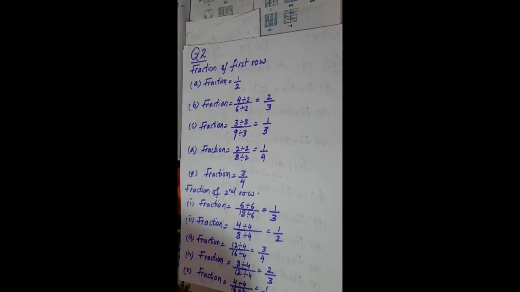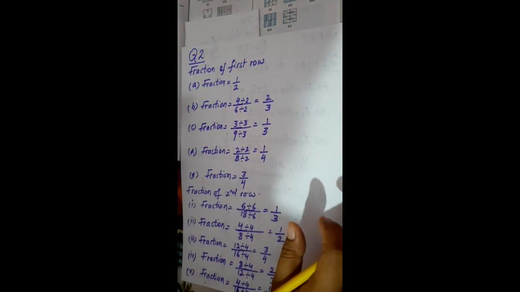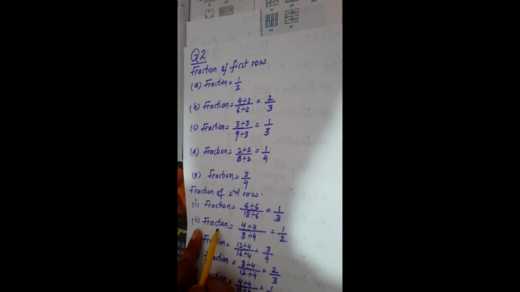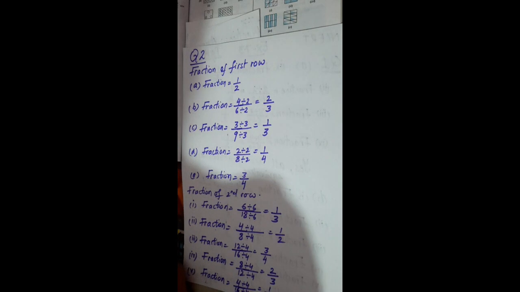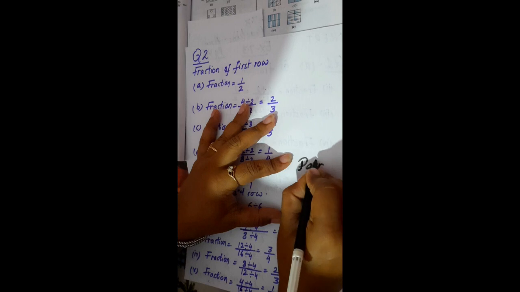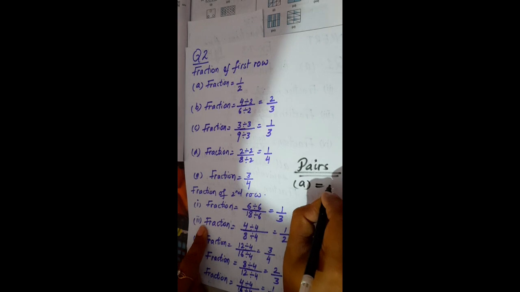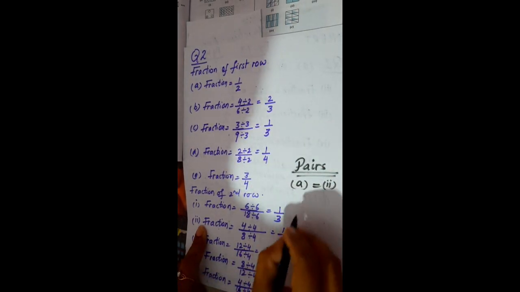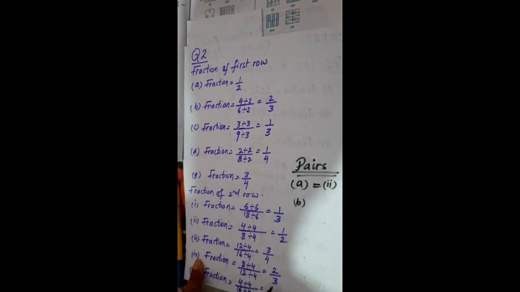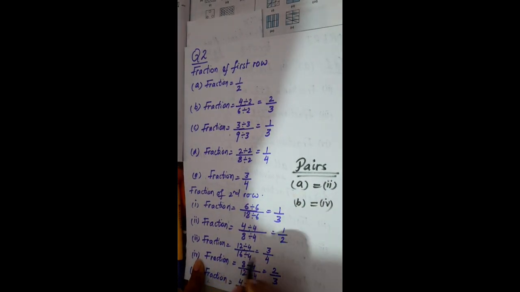Now your next question is, you have to pair up. In this we have a, 1 upon 2, and in second row we have second, that is 1 upon 2. So in this, my first pair is, here I am going to write pair. In this, a part is equals to this second part. And then b is 2 upon 3, and here fourth part answer is 2 upon 3. So b is equals to fourth part.